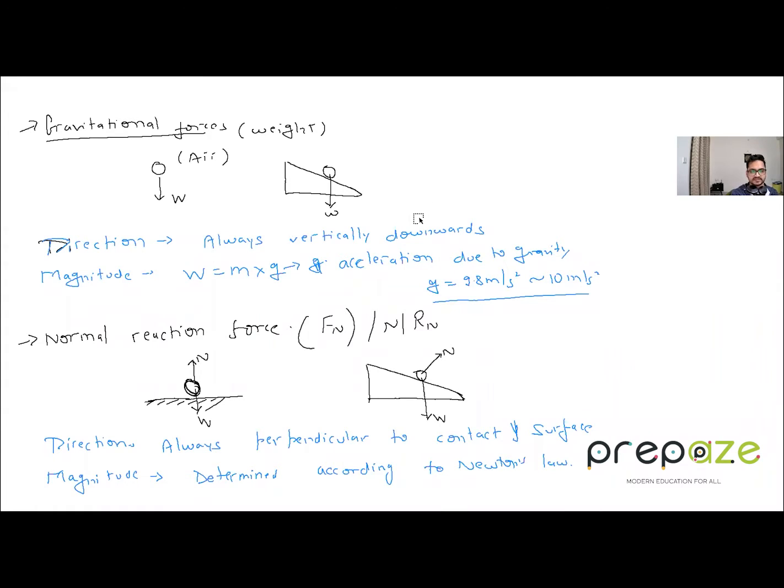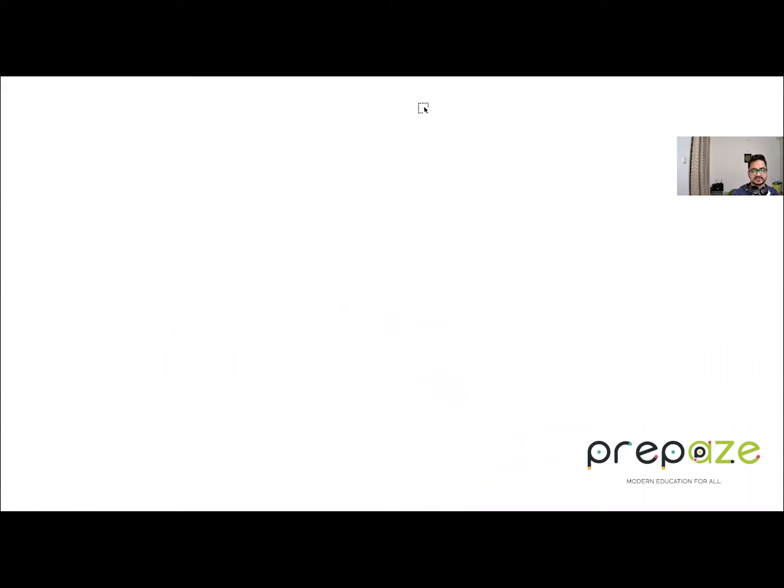After the normal reaction force, the next type of force is very, very important, I would say. It is the most extremely important among all the forces we'll be discussing today: the frictional force. So the third is the frictional force, or the force of friction. We represent it by a small f. Mostly small f is used for friction.